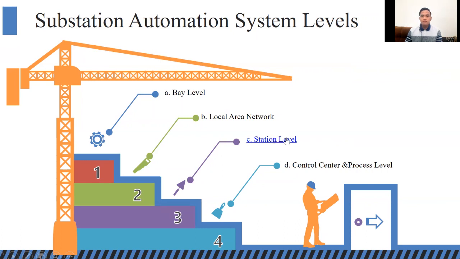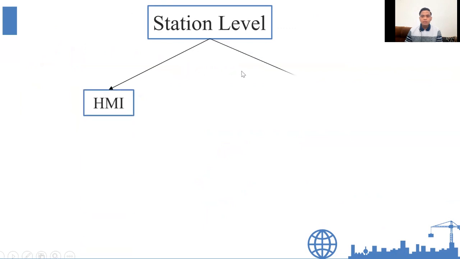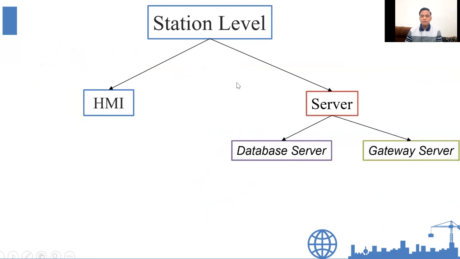The station level consists of HMI and server. And the server is divided again into two parts: there is a database server and a gateway server. For the HMI, this HMI functions to perform the process of switching, monitoring data, recording the sequence of events, printing, application development, or engineering functions, such as maintenance and data analysis.